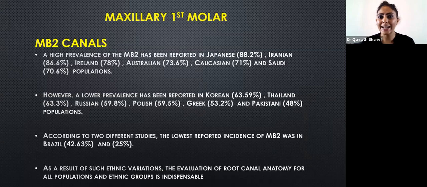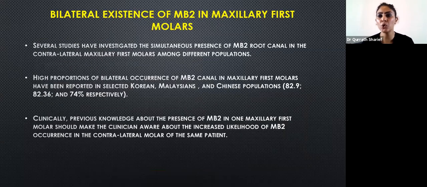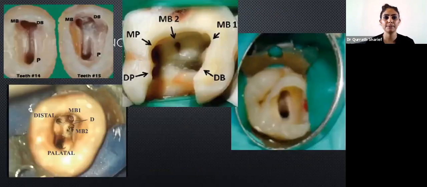Also, the bilateral existence has been shown in the literature: if there is presence of MB2 in your 1/6, and you have to go ahead with the root canal treatment for your 2/6, always remember that 100% there is going to be MB2 even in 2/6. So there is literature which states the presence of MB2 even in the contralateral tooth.